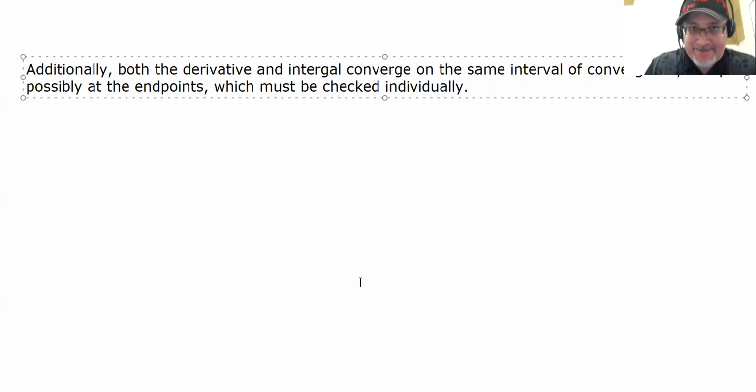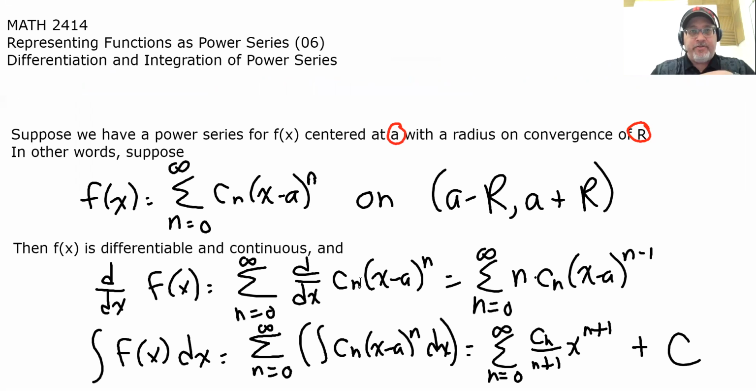So what this means is when we take the derivative of a power function to get a new power function, or the integral of a power function to get a new power function, the interval of convergence has the same center and the same radius. So it starts in the middle and goes out the same amount. The only thing that might change is whether or not you pick up convergence or lose convergence on one of the endpoints of the interval. So that's all it's saying.